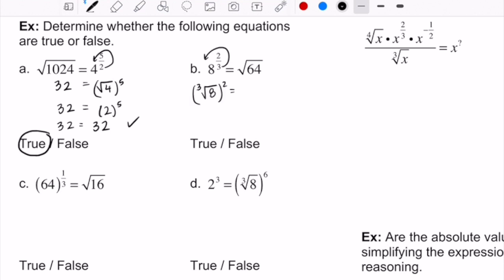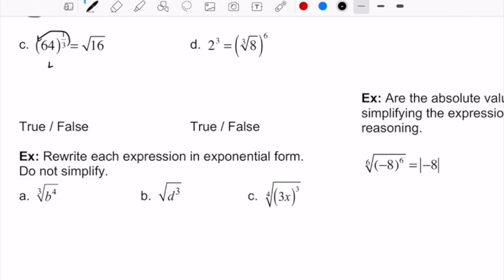On B, I'll put the denominator of the rational exponent becomes the index on the radical, so the cube root of 8 squared. On the right-hand side, the square root of 64 becomes 8. So the cube root of 8 gives me 2, and then 2 squared gives me 4. These are not equal to each other, so we'll conclude that this one is false. The cube root of 64 is 4, and the square root of 16 is 4. And so here, since these two are equal, we'll conclude that that's true.